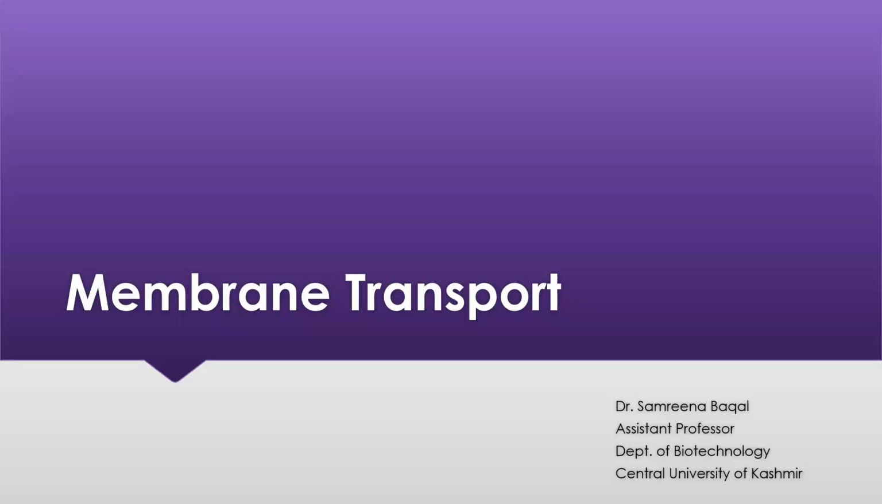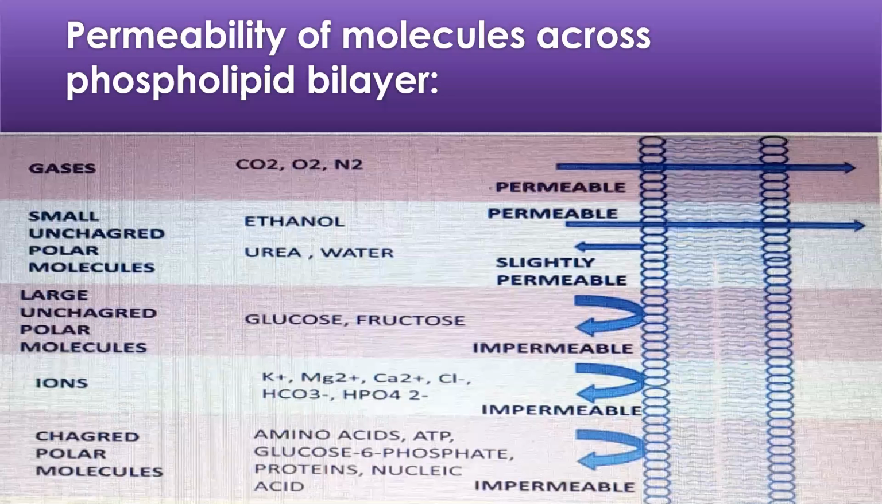Today's topic is membrane transport: how ions, macromolecules, and gases are transported across the membrane. All cells, either prokaryotes or eukaryotes, are separated from their surrounding environment by the plasma membrane. In eukaryotic cells, we have compartmentalization.